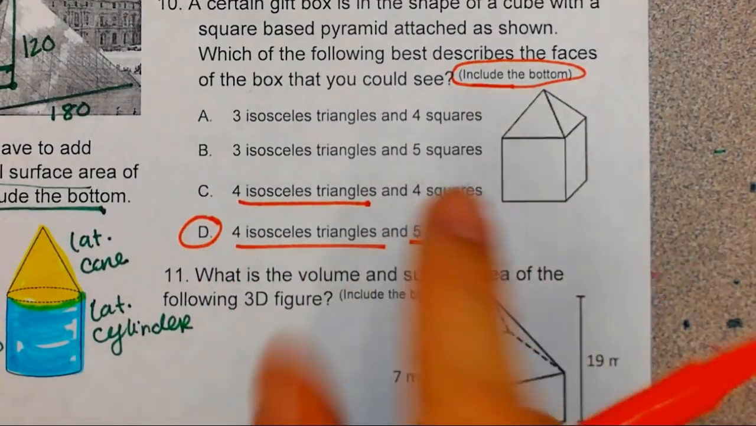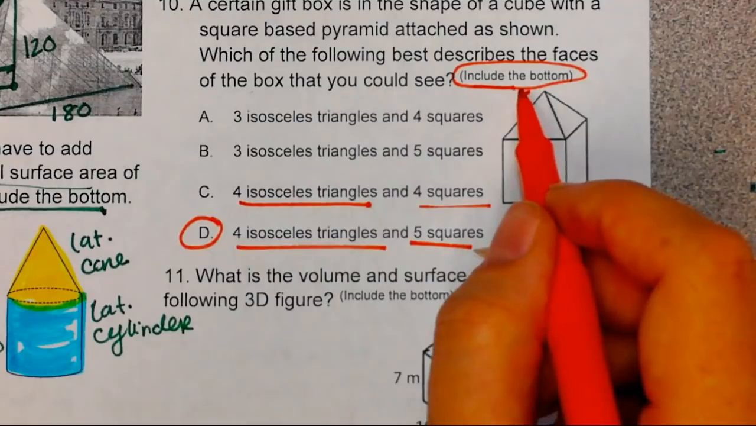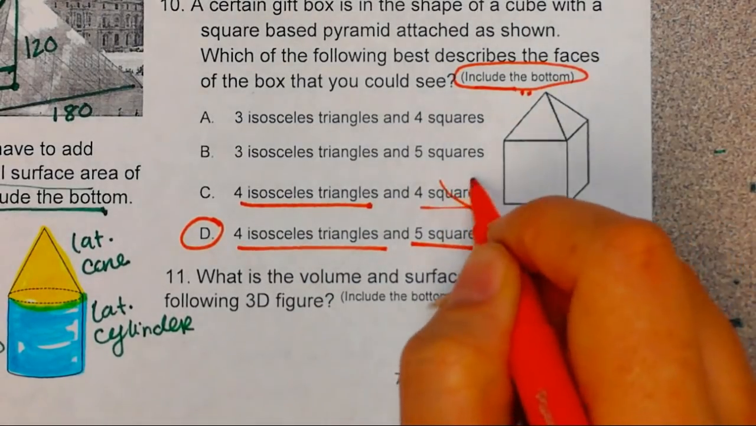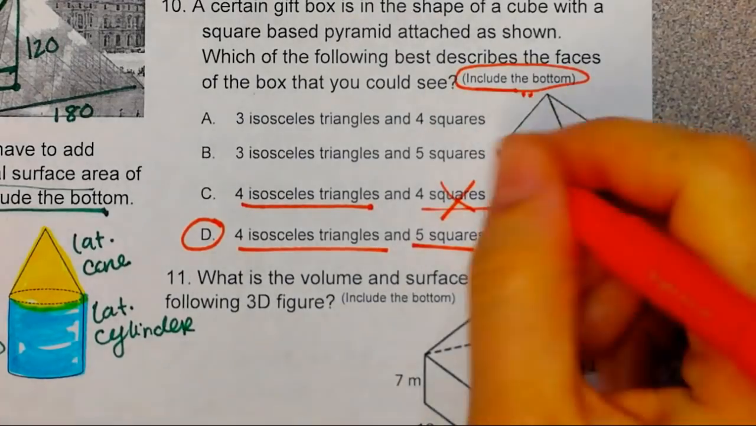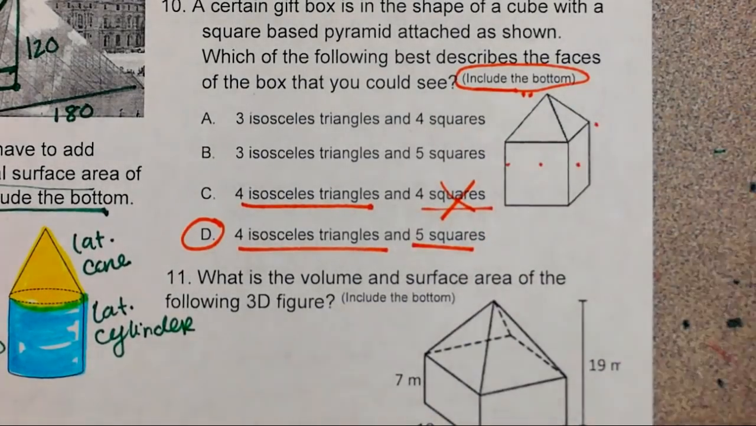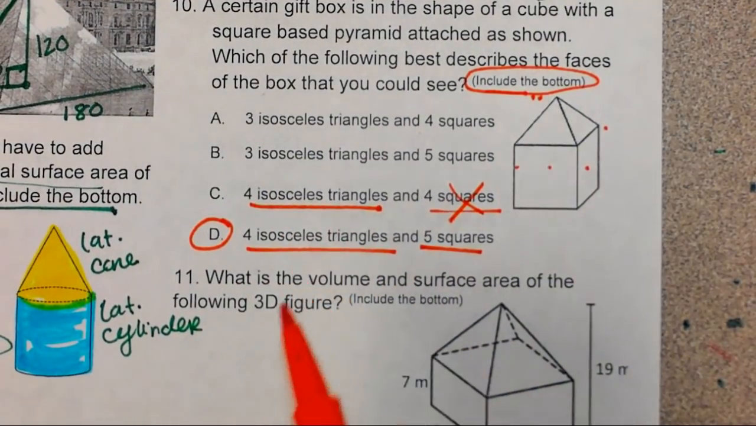Answer choice C is wrong because it only says 4 squares, and that wants us to include the bottom, so we need to add one more. That's wrong. Okay. And then because of the 4 faces on the square, that's going to mean 4 isosceles triangles.